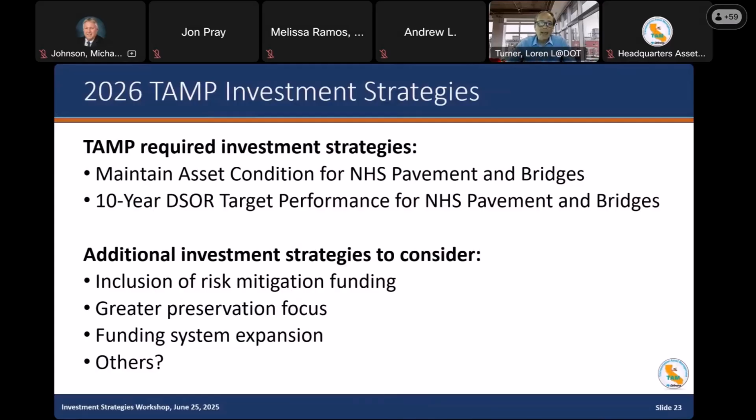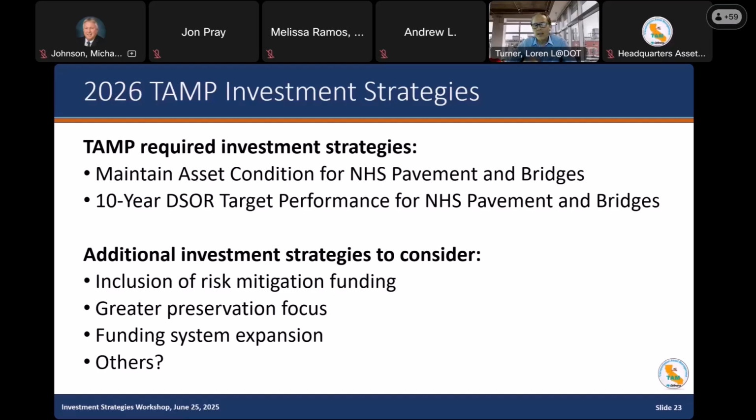And those are maintaining asset conditions for our pavement and bridges on the NHS. That's basically the current conditions. Can we prevent our pavements, prevent our bridges from deteriorating into worsening conditions? And this, in theory, represents the minimum investment and minimum effort, just so that we don't slide into a worse state of repair on our system. So we have to do that analysis to see what is the cost of just not slipping further into worsening conditions.